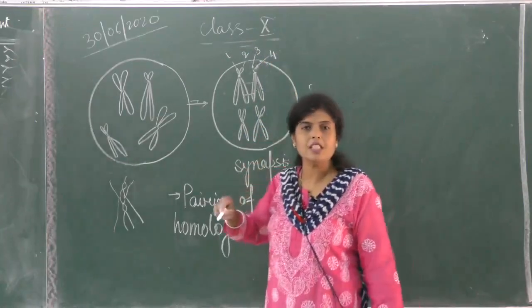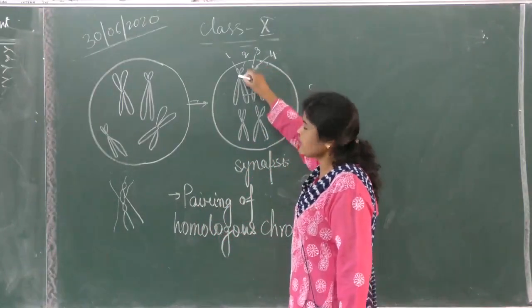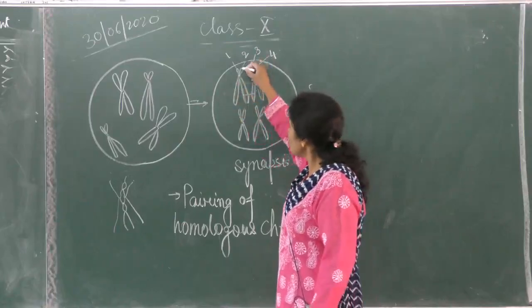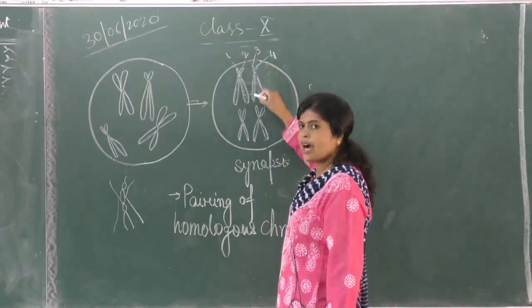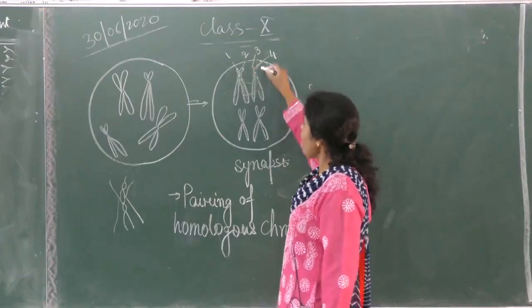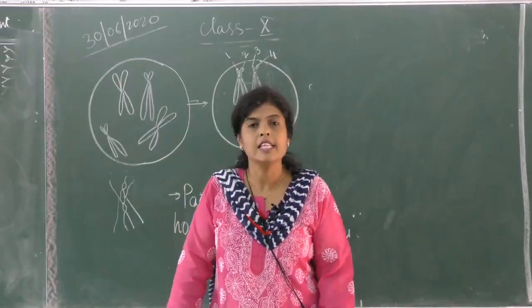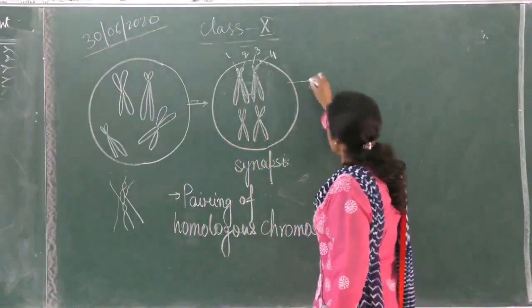Why will we say non-sister chromatids? Because they have different centromeres. So 2 and 3 are non-sister chromatids. 1 and 3 are non-sister chromatids. 2 and 4 are non-sister chromatids. They are not sharing the same centromere. Is it all right? So what is happening?